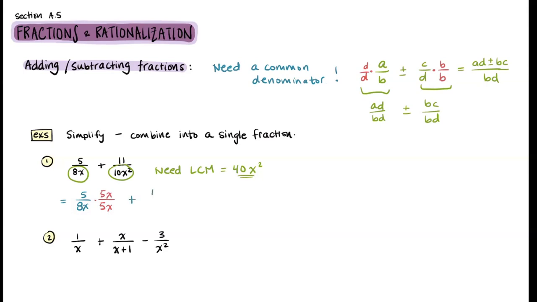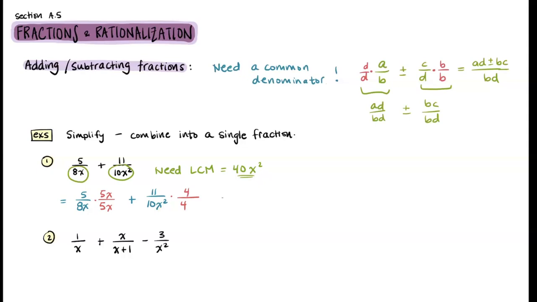Then we also have to get the denominator of the second fraction to look like the LCM. So we're going to need to multiply the 10 by a 4 here to get us to the LCM of 40x squared. And then we already have an x squared, so that's it. So we're going to have to do that in the top as well, though.